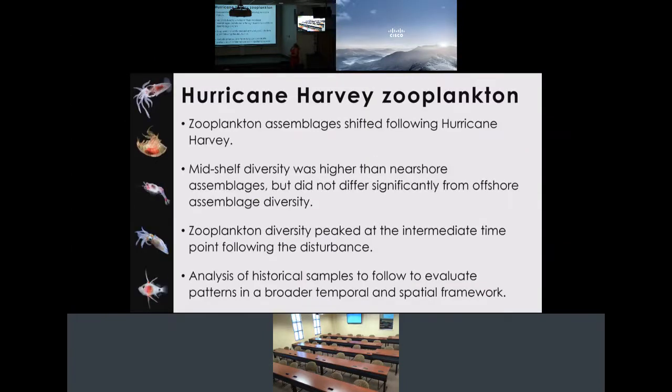Okay, so in summary for this particular part, we saw that zooplankton did shift in response to Hurricane Harvey. Granted, we just have one time point, so we are doing historical analysis to evaluate whether that was just a normal seasonal shift, so please stay tuned. We did find that mid-shelf diversity was higher relative to near-shore diversity, and that we also saw a classic IDH response where at the intermediate time point, plankton diversity peaked.